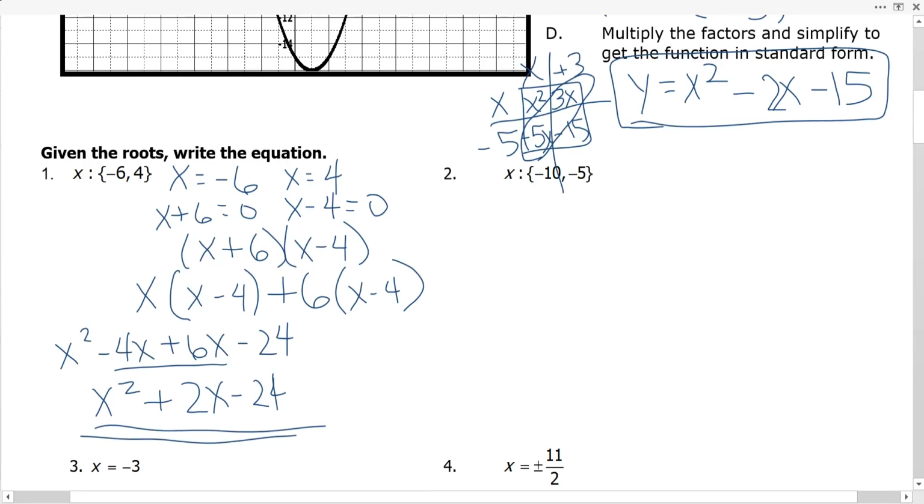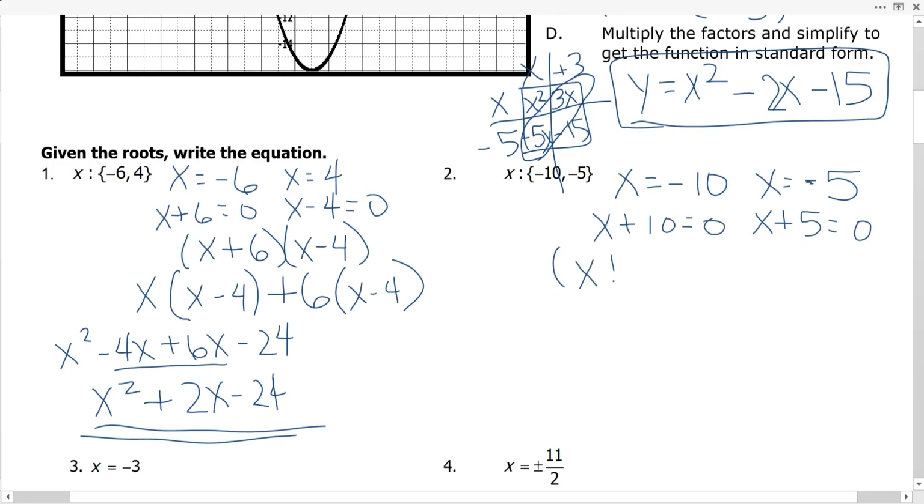Pretty straightforward. And we actually did a couple of these on our solving quadratic equations worksheet. So this should look pretty straightforward. So for number 2, x equals -10 or x equals -5. Those are my two x-intercepts. Let's set them equal to 0. X plus 10 equals 0. X plus 5 equals 0.